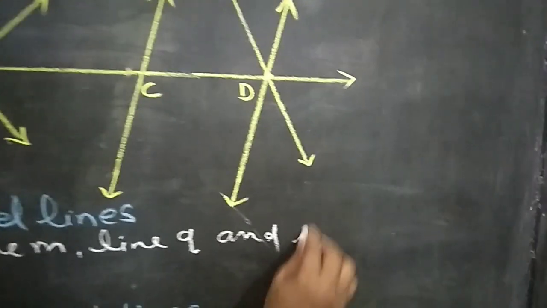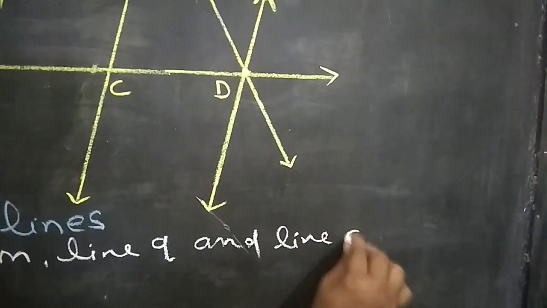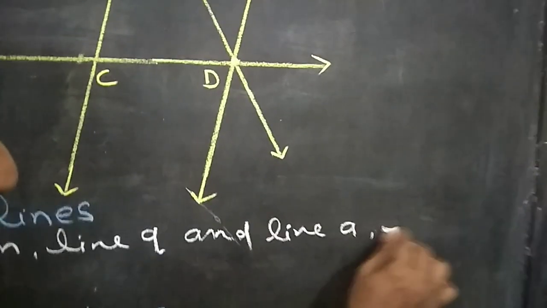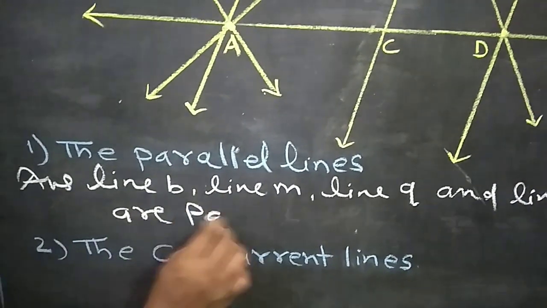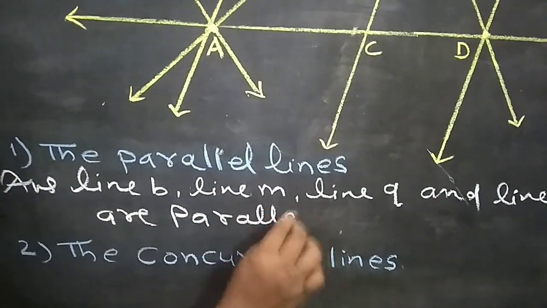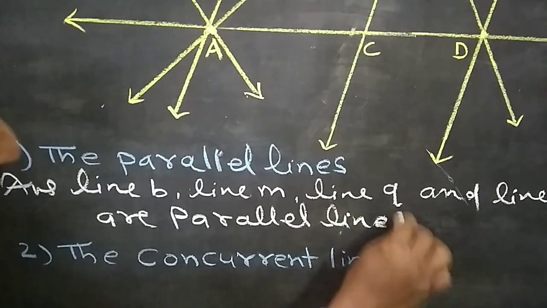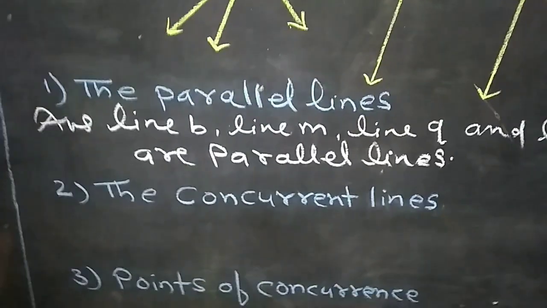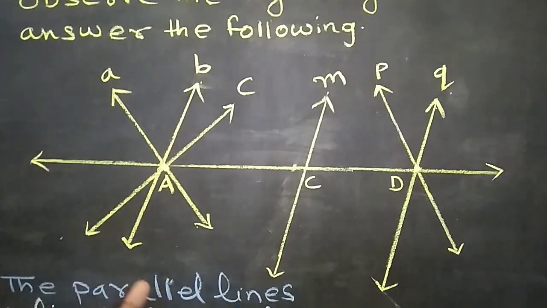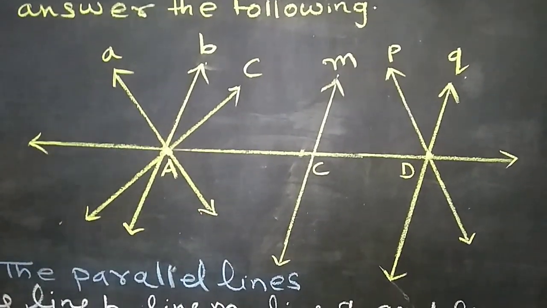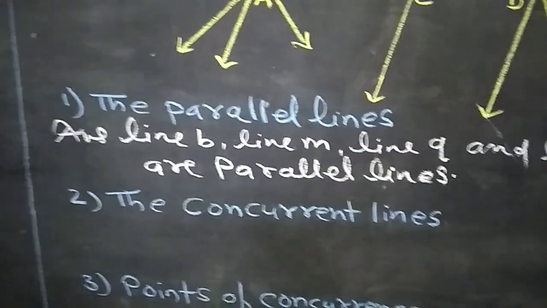So here line A and line P are parallel lines. This many possibilities are here. Now if you observe carefully, there is no other possibility of parallel lines. Okay, now move towards your concurrent lines.